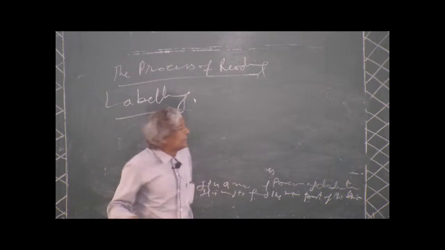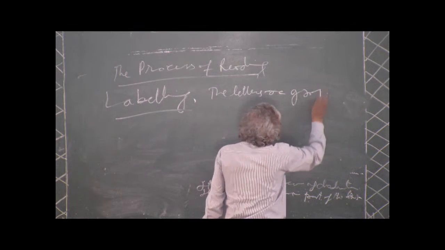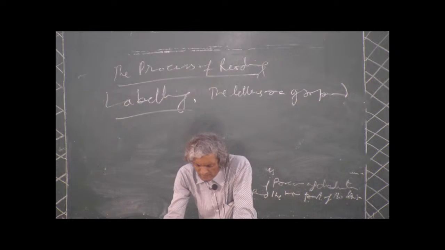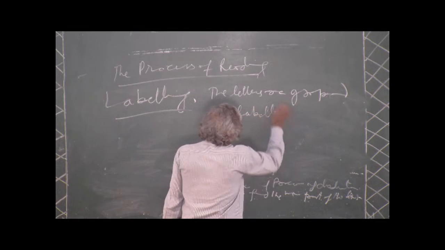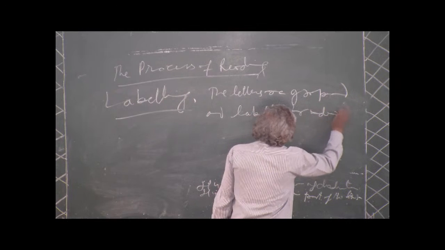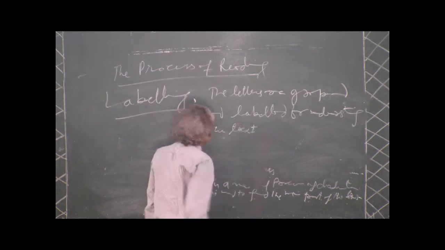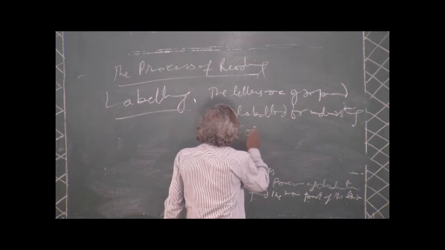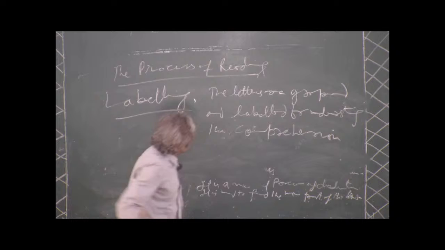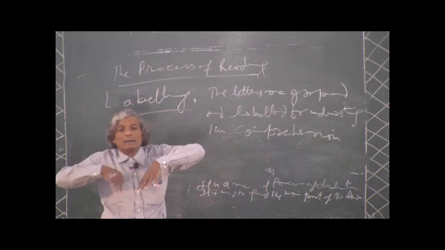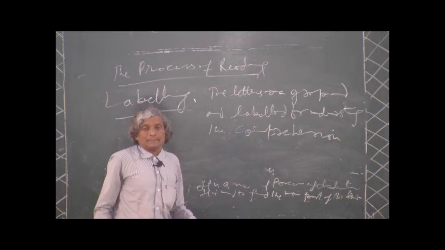The letters are grouped and labeled for understanding the comprehension. That reading is called labeling. Right?